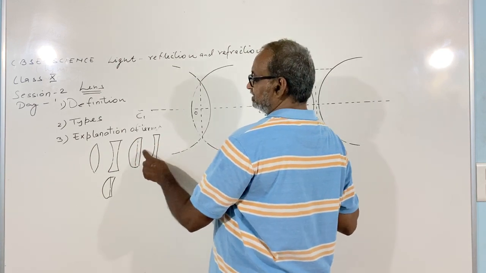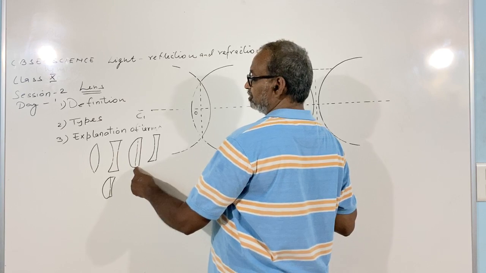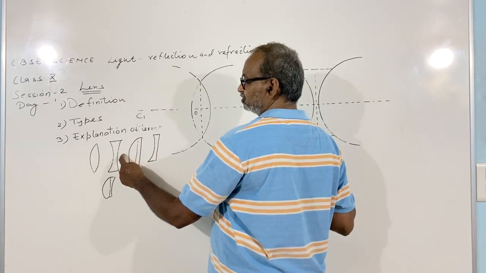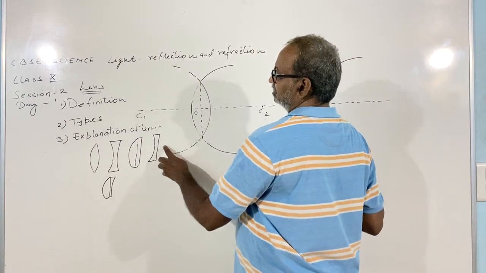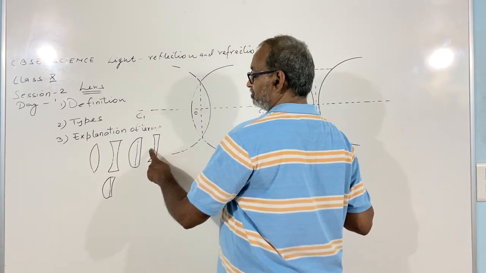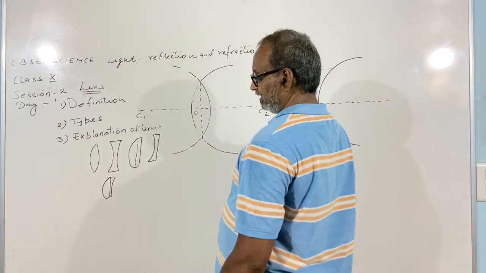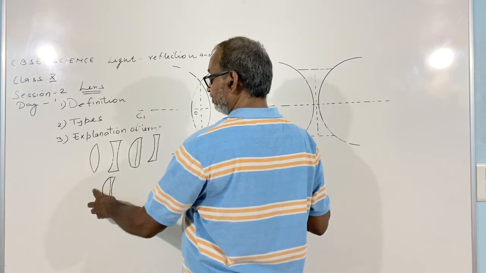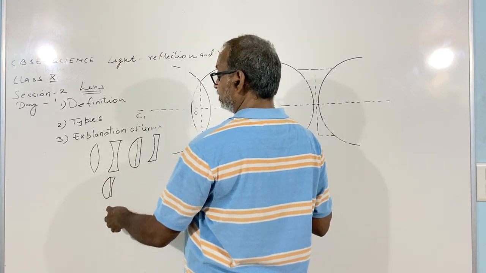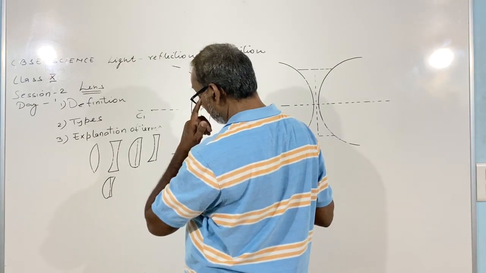In this case, one surface is plane, one surface is convex, so it is a plano-convex lens. In this case, one surface is plane, one surface is concave, so it is a plano-concave lens. In this case, one surface is concave and one surface is convex, so it is a concavo-convex lens.